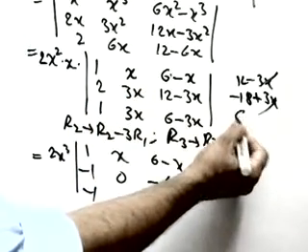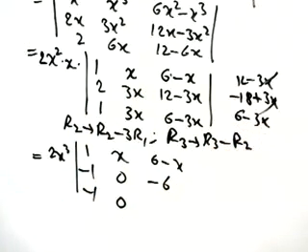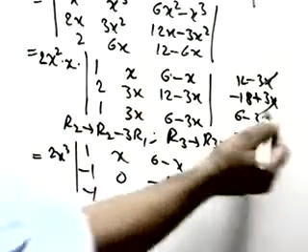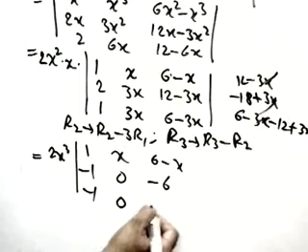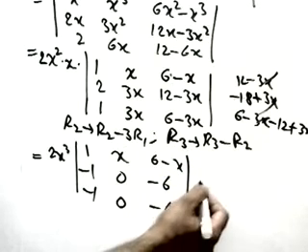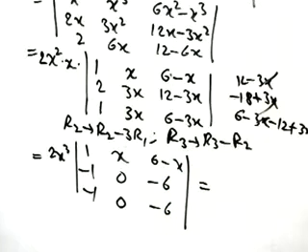3x minus 3x, 0. If you minus this here, R3 is 6 minus 3x. Minus R2 means minus 12, minus 1 is plus 3x. Plus minus cancel. What is left here? Minus 6. No, watch here.